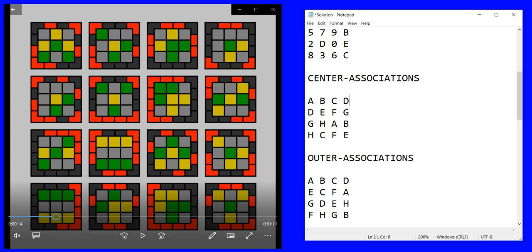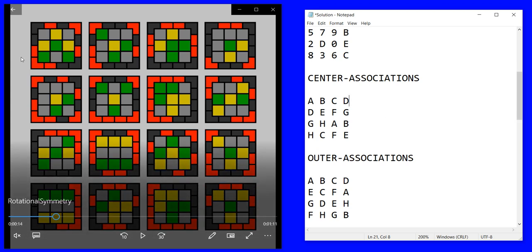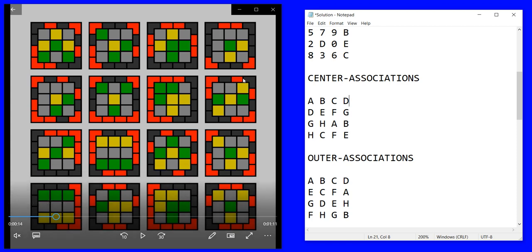Next, we can do the same thing with the outer patterns. So this first one here is associated with this square because the red and black colors have switched. And you'll see that each one has an associated partner.